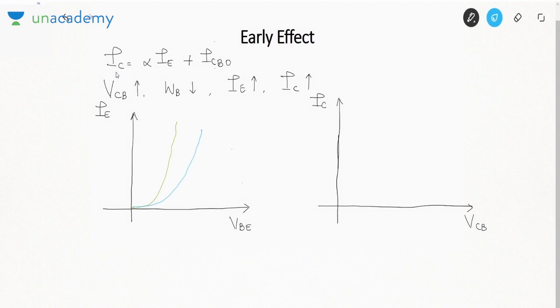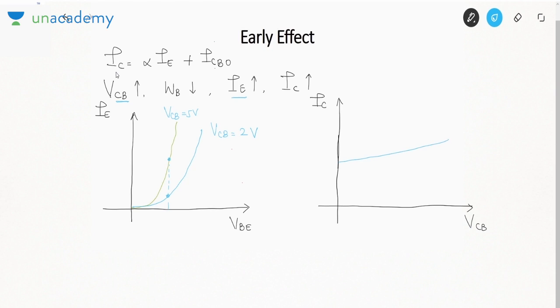So for the same base emitter voltage, emitter current will be higher when, as I told you, as VCB increases, IE increases. So I will say emitter current will be higher when VCB is higher. The green curve corresponds to a higher voltage, whereas the blue curve corresponds to a lower voltage. In IC, if we talk about the characteristics, it will not be a straight line, but IC will increase with increase in VCB. So it will be like this.